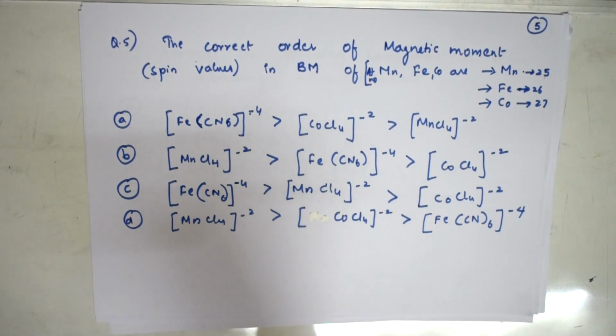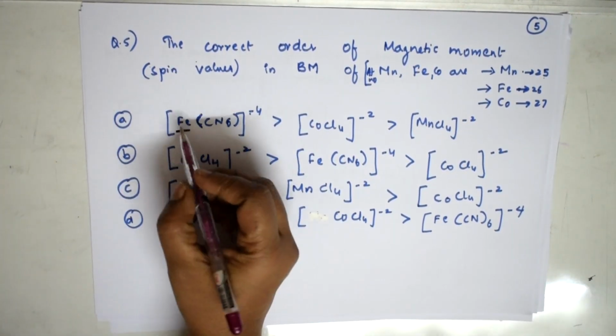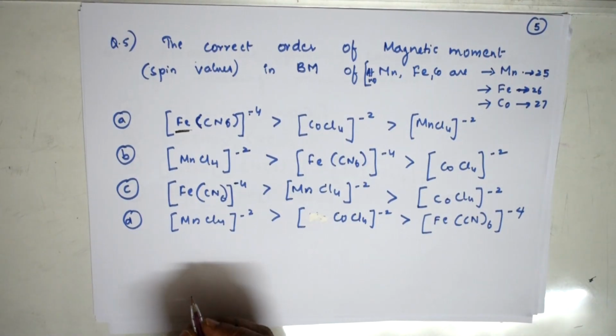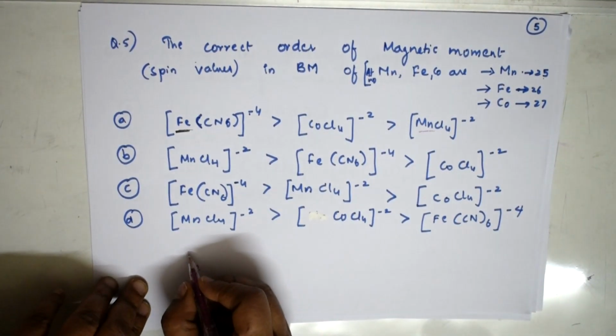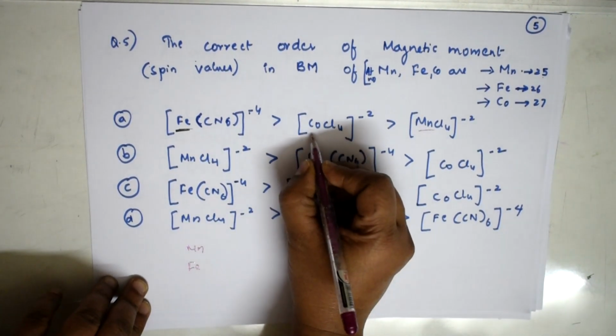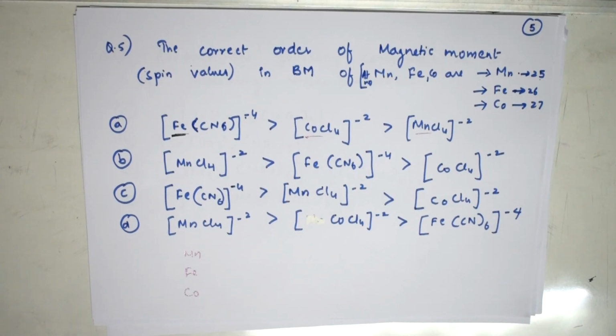So simple, I'll give you a simple trick. Now first of all, which is there? We have iron. Let us write Fe. Then we have manganese. Let us write manganese. Then we have cobalt. Cobalt also is there. Now, here I think you know how to calculate the oxidation state.